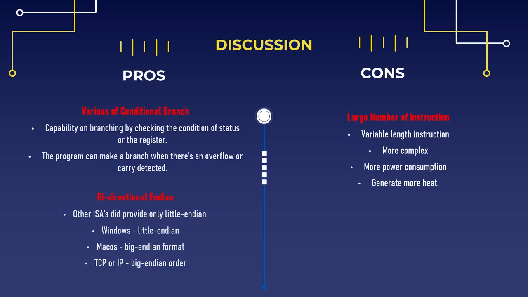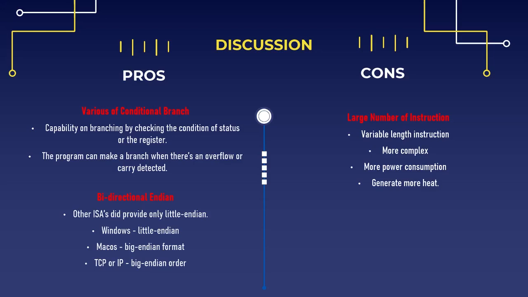For example, the program can make a branch when an overflow or carry is detected, while the RISC-V instruction set doesn't have this particular branch function, and they only provide the comparative branch method for the architecture, which compares both registers that use it and branches. For example, if both registers are the same or equal to 0, then it will branch to a particular memory address. With these additional features, the program can be very flexible, but it did sacrifice the complexity of the architecture.